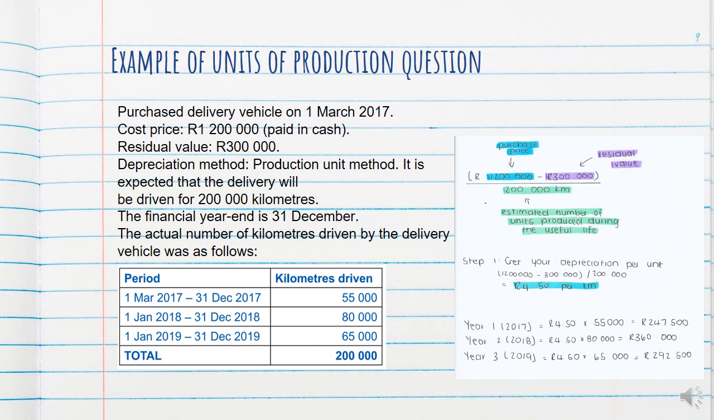And obviously, by the end of the 31st of December 2019, we had used up the 200,000 kilometers that we expected to use, and therefore that is the end of the useful life for this asset, which means we will sell it, expected to get 300,000 rand back from the sale of this asset. And that is how simple units of production is. So easy, so easy. I'm sure you guys will kill it in the exam if you get it in the exam.